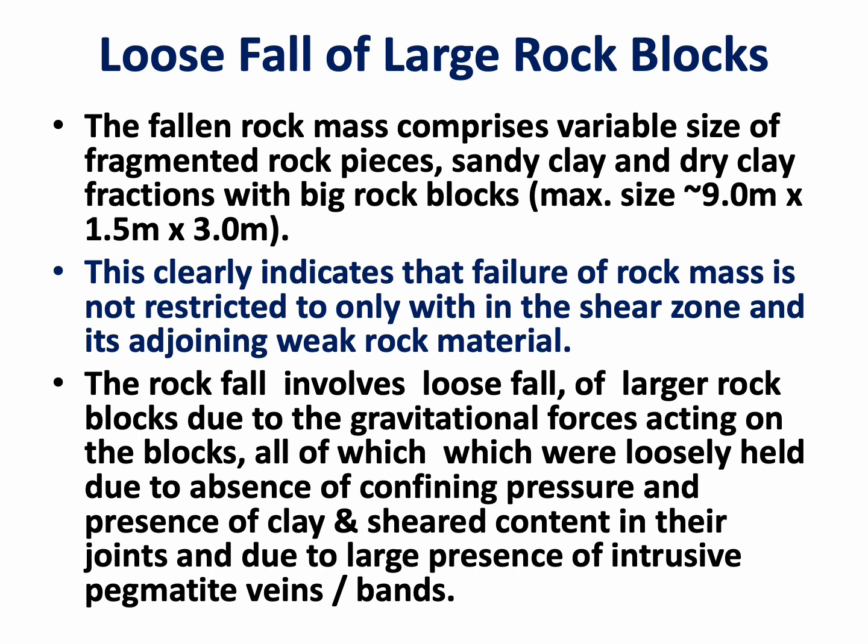Loose fall of large rock blocks. The fallen rock mass comprises variable-size fragmented rock pieces, sandy clay and dry clay fractions, with blocky rock blocks of maximum size 9 meter by 1.5 to 3 meter. This clearly indicates that failure of the rock mass is not restricted to only within the shear zone and its adjoining weak rock material. The rock fall involves loose fall of large rock blocks due to the gravitational forces acting on the blocks, all of which were loosely held due to absence of confining pressure and presence of clay and shear content in their joints, and due to large presence of intrusive and pegmatite veins and bands.